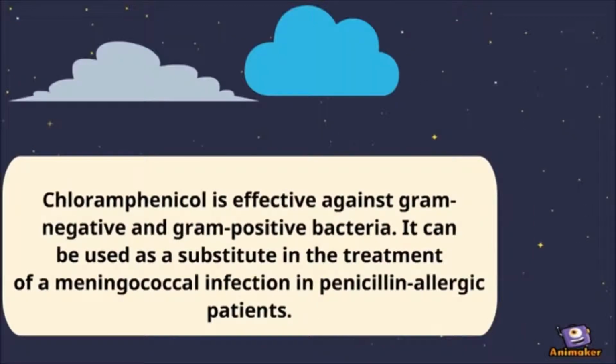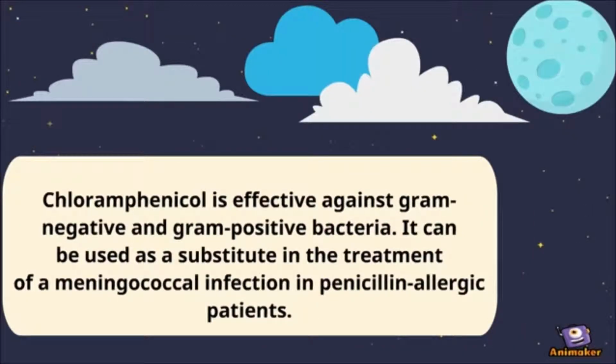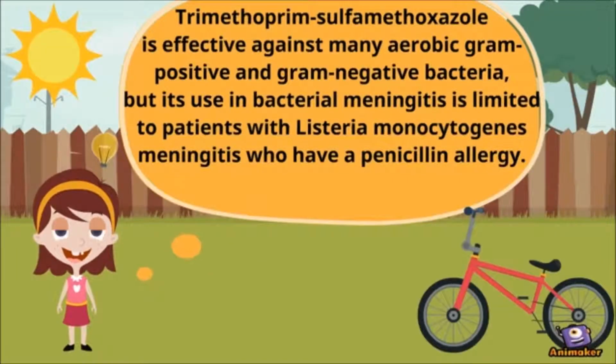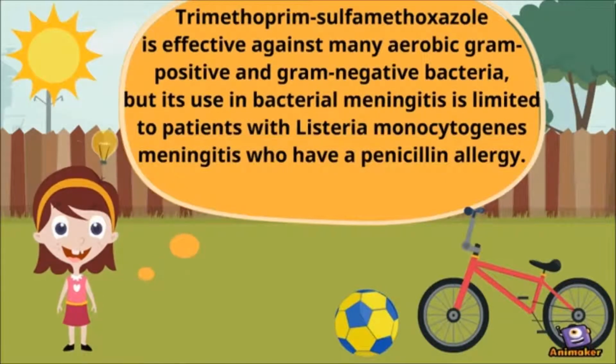Chloramphenicol is effective against gram-negative and gram-positive bacteria. It can be used as a substitute in the treatment of meningococcal infection in penicillin-allergic patients. Trimethoprim-sulfamethoxazole is effective against many gram-positive and gram-negative bacteria, but its use in bacterial meningitis is limited to patients with Listeria monocytogenes meningitis who have a penicillin allergy.